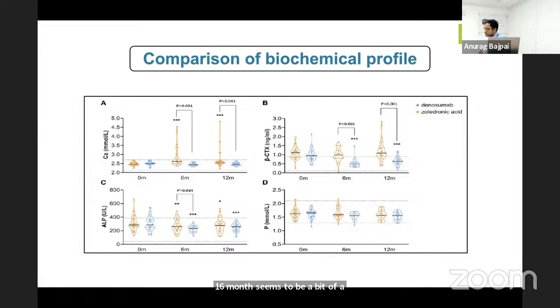Which means that in the younger age group, the 6 month period is not good enough to provide enough suppression, because maybe the RANK ligand activity is more, its recovery is better than in your 0 to 6. 6 to 12 also may be a risk of hypercalcemia.